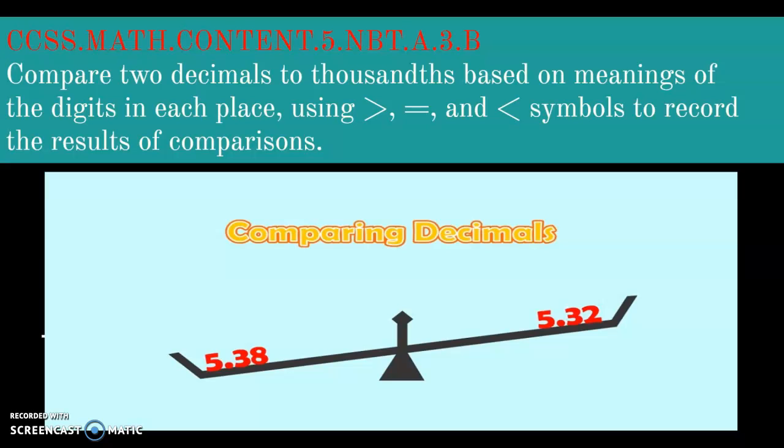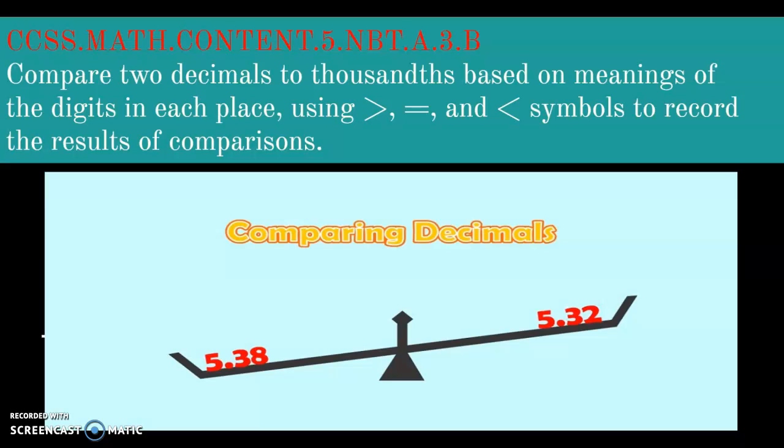For today's math class, we're going to be doing standard A3 for 5th grade. Compare two decimals to the thousandths based on meanings of the digits in each place using the greater than, equal, and less than symbols to record the results of comparisons. So when we're comparing decimals, we think of which ones are larger and which ones are smaller, which ones are greater than, which ones are less than, or which ones are equal.